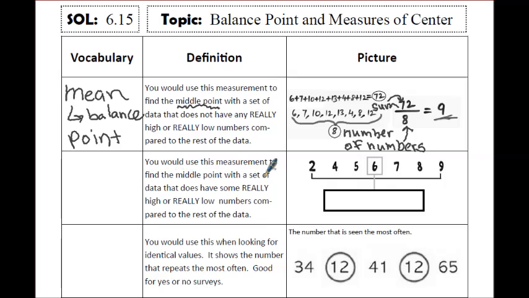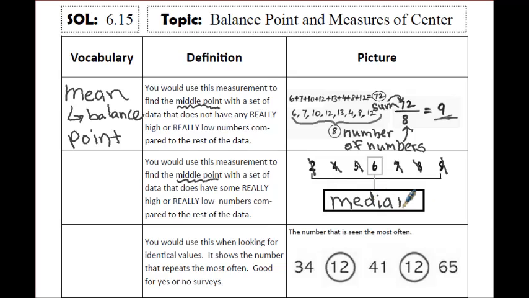You would use this measurement to find the middle point with a set of data that does have some really high or really low numbers compared to the rest of the data. So we want the middle point, but these really high or really low numbers would be outliers. So 6 would be the median of this data set because the 2 and the 9 match up as the biggest and smallest of the numbers. Then the 4 and the 8 match up, then the 5 and the 7 match up, and 6 is in the middle. So this is called the median.